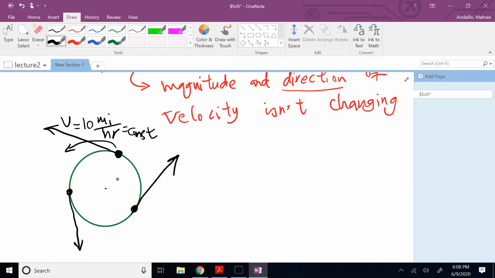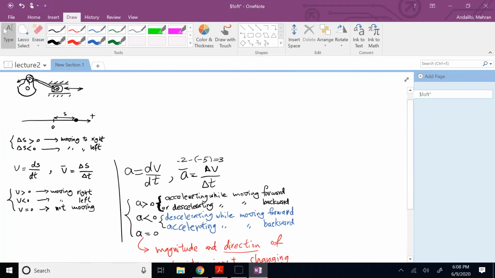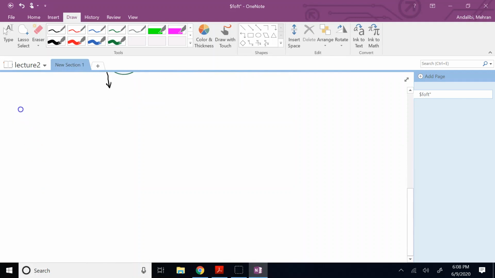What is it? You probably heard of it. It is an acceleration called centripetal acceleration, which we're going to study in this course. Okay, so in this motion, A is not equal to 0. Okay, so hopefully now we understood the meaning of displacement, velocity, acceleration, and everything in rectilinear motion.